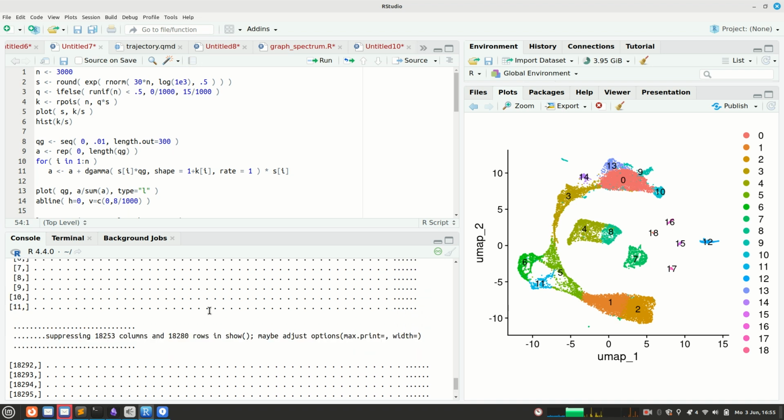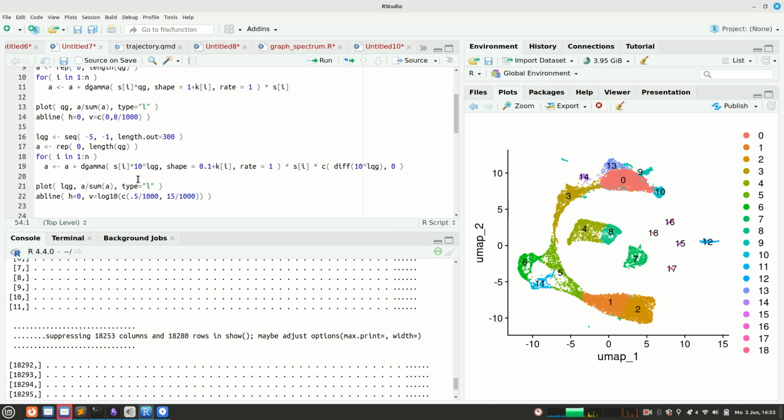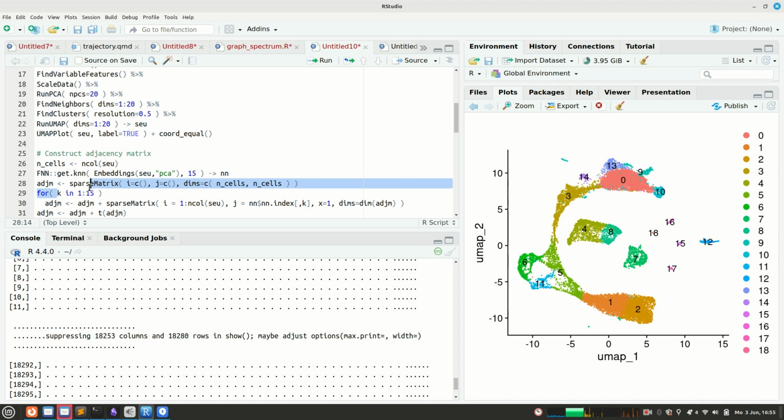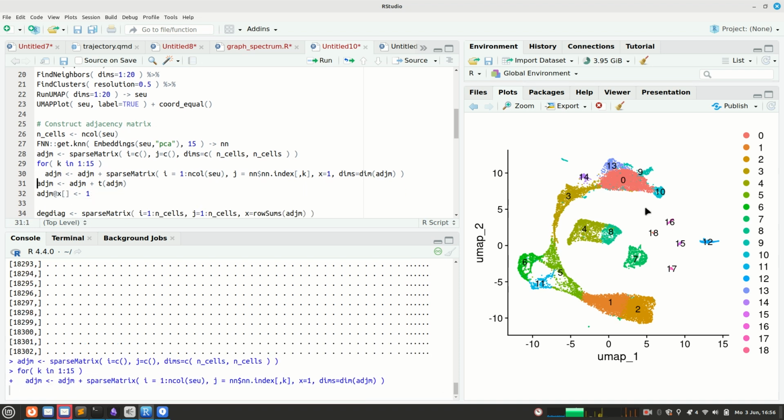I now get a sparse matrix which has ones to connect each cell with its second nearest neighbor. And I do this for the first, second, third, fourth nearest neighbor, going through all the 15 nearest neighbors, always making a sparse matrix with ones, and I add this to the sparse matrix I already have. That way I build up my adjacency matrix.